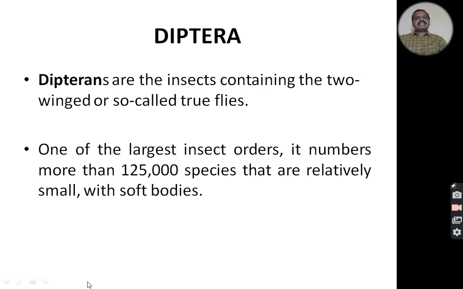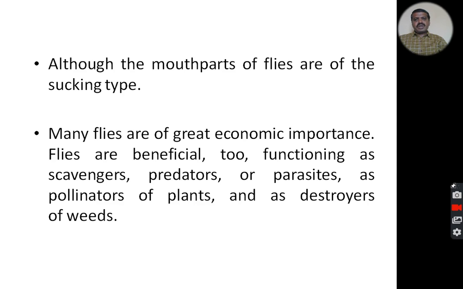Dipterans are two-winged insects, so-called true flyers. Diptera is one of the largest insect orders. It numbers more than 125,000 species, which are relatively small in size with a soft body. Although the mouth parts of the flies are of sucking type, many flies are of great economic importance and are beneficial as far as mankind is concerned.